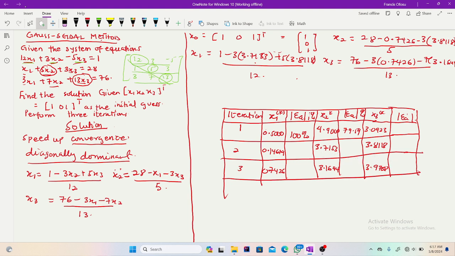The question says you should perform only 3 iterations. Okay. Yes. So this Gauss-Seidel method takes in the current output. So you can go ahead and fill all the empty spaces here.